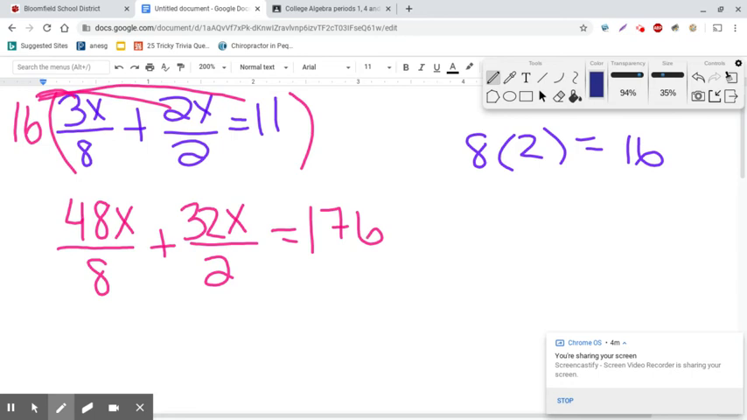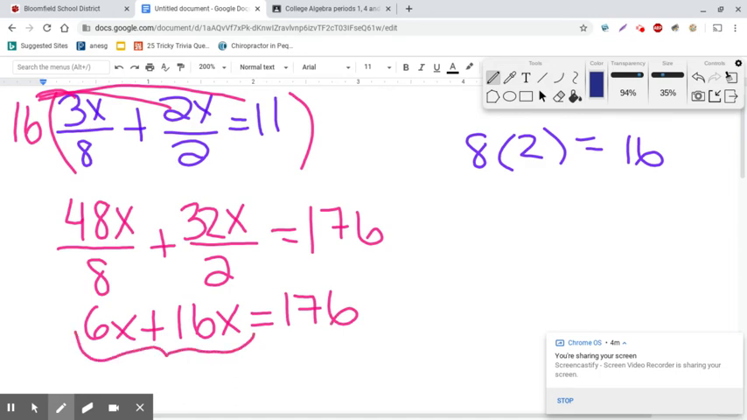48x divided by 8 gives us 6x. Bring down your plus. 32x divided by 2 gives us 16x. Bring down your 176 because there's nothing to do with that. Now we are going to combine our like terms. 6x plus 16x gives us 22x. Bring down your 176. And now, since we just combined our like terms, the last step is just to divide by the number in front of our variable.